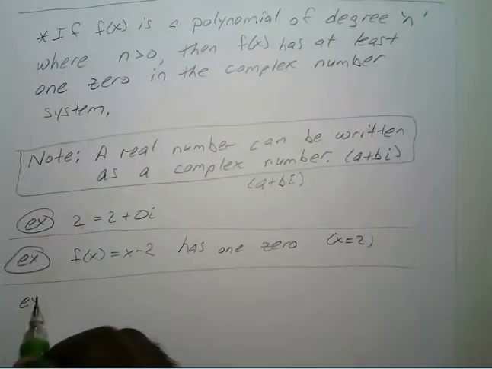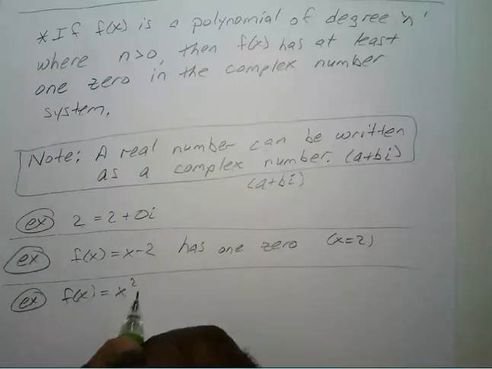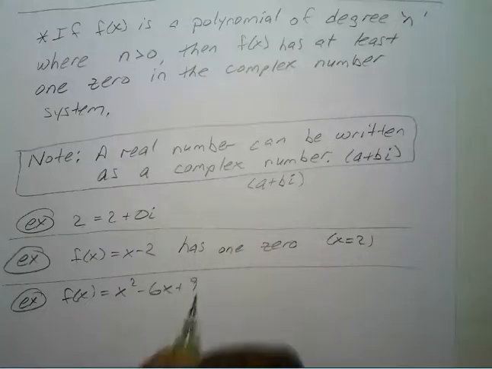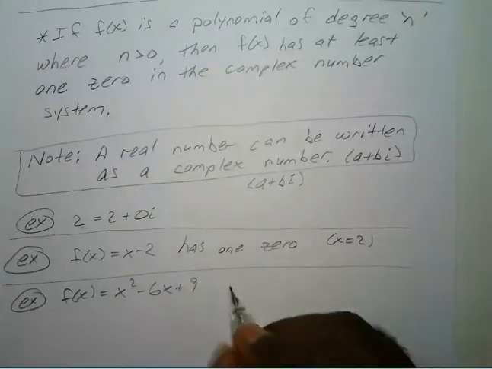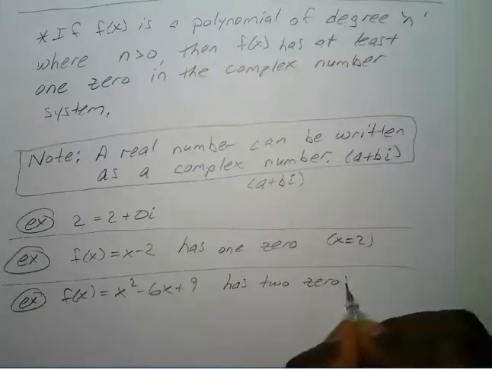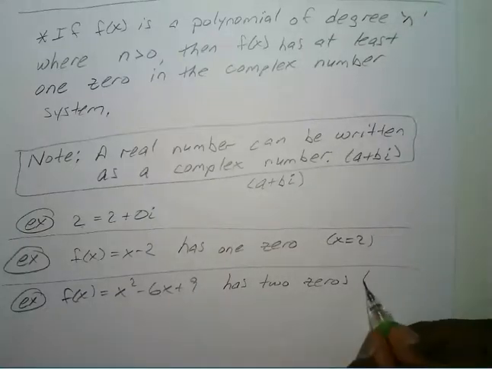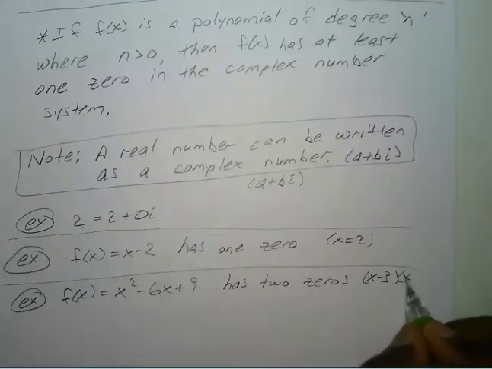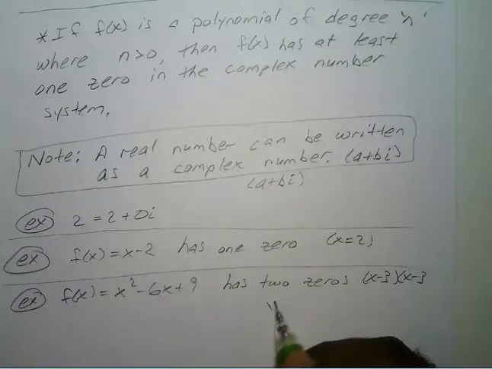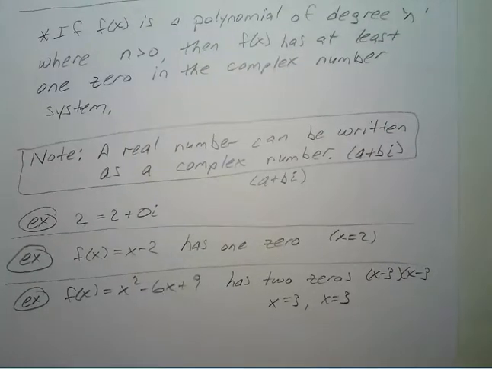What about if you have f of x equals x squared minus 6x plus 9? It has 2 zeros, because x squared minus 6x plus 9 is just x minus 3 times x minus 3. So your 2 zeros are x equals 3 and x equals 3. It didn't say they had to be different zeros. Sometimes the zeros are repeating, and this is the case.